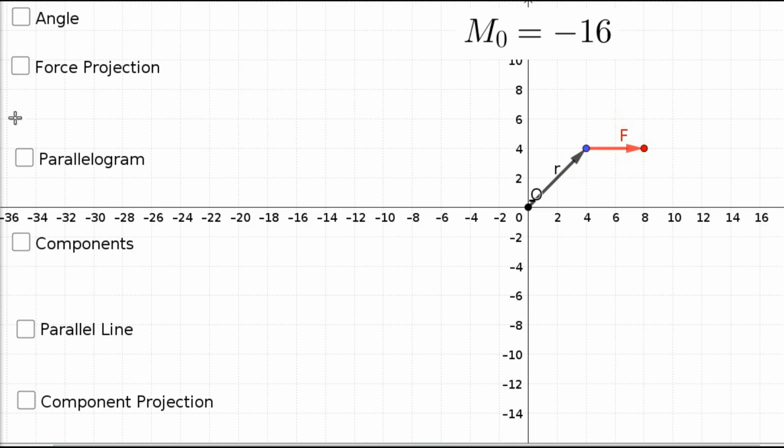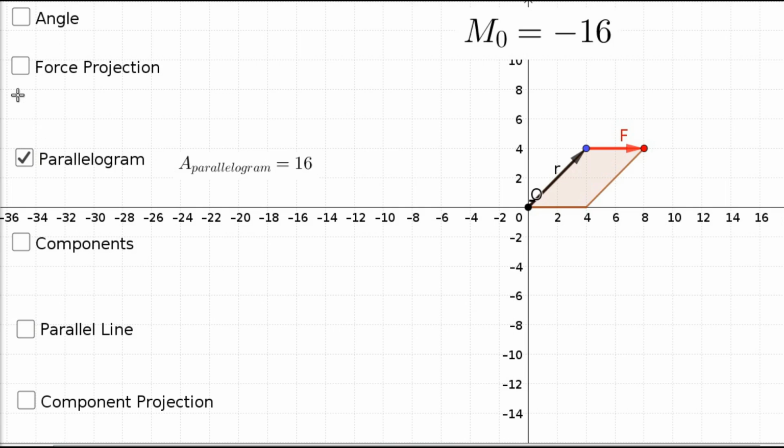We also look at this parallelogram. We can see the magnitude of the moment is equal to the area of the parallelogram formed by the r and the F vectors. This is similar to adding vectors with the parallelogram rule, but now we're looking at this area.